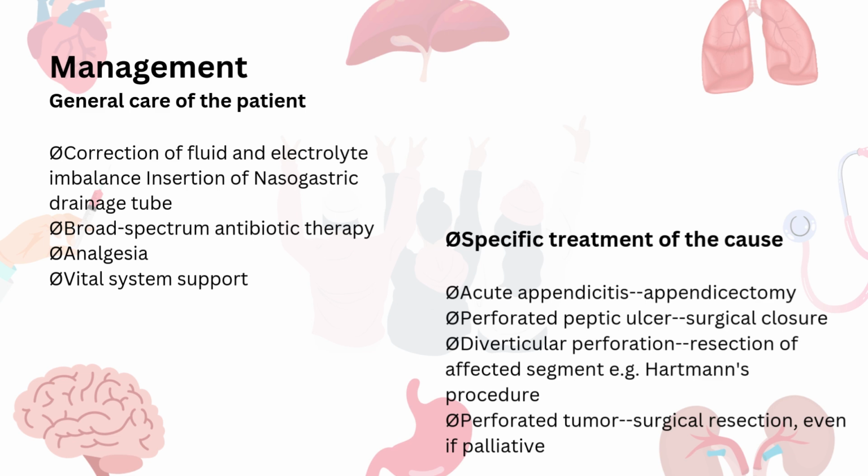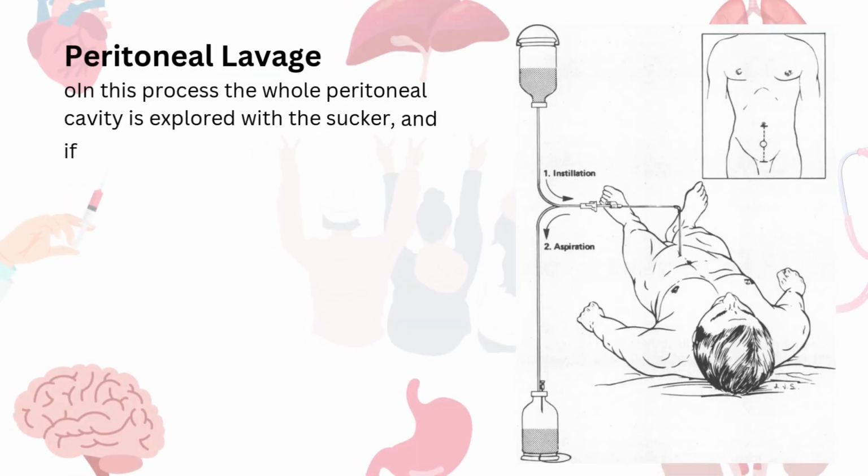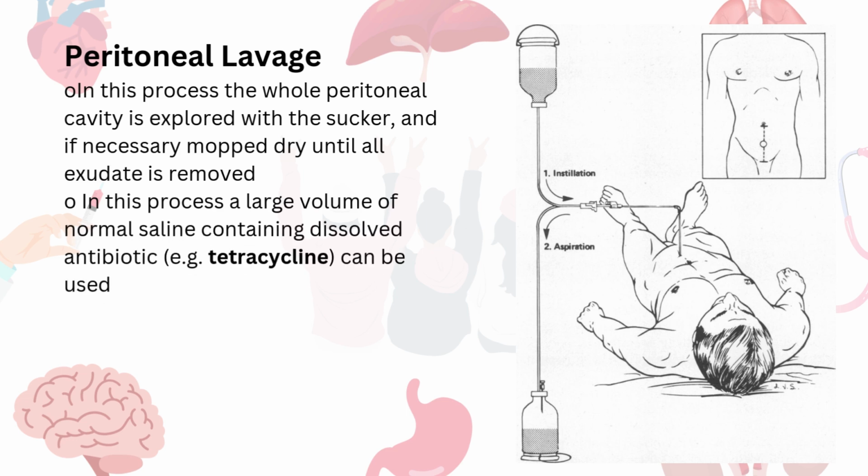etc. The non-operative management in cases of the peritonitis which are caused by pancreatitis, salpingitis, primary peritonitis which might be caused by streptococcus and pneumococcus, there is no need of surgery. You will go with antibiotic therapy and the patient will be cured. You can also do the peritoneal lavage. In this process, the peritoneal cavity is exposed with the sucker, and if necessary, it is mopped dry until all the exudate is removed. And in this process, a large volume of normal saline containing the dissolved antibiotic, like for example tetracycline, which is a broad spectrum antibiotic, can be used.